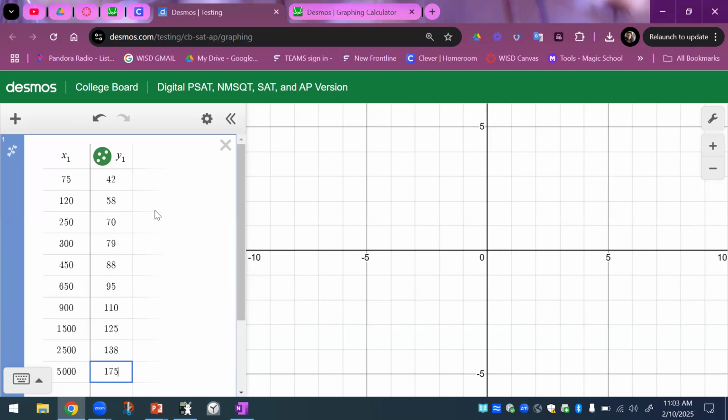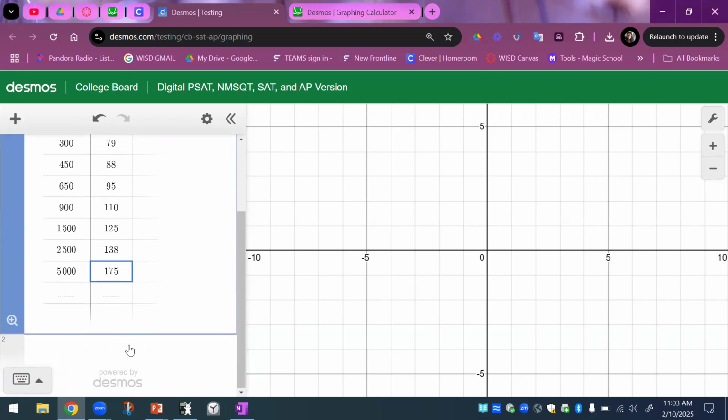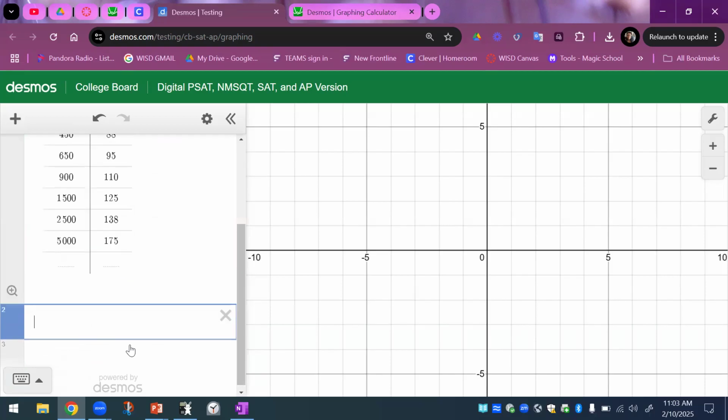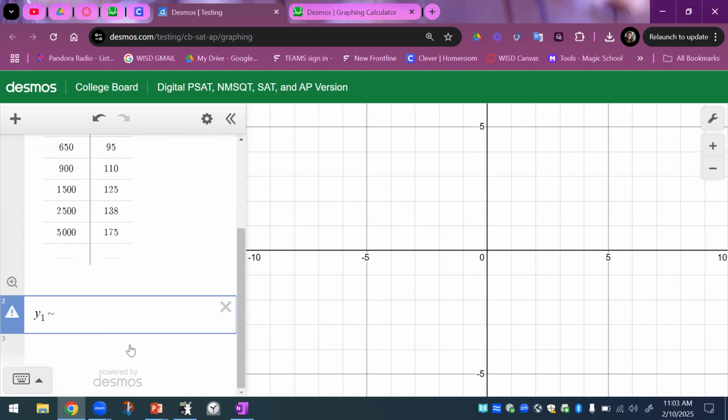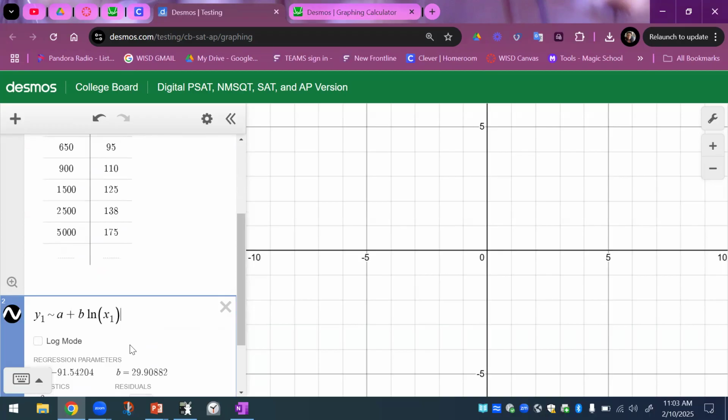Yes, you need to use your fraction feature. All right, so now that we've done this, everyone's put their stuff in. Okay, we're now going to find the regression model. To find any regression in Desmos, it's going to be y1 tilde a plus b natural log of x1. And we have to make sure we check the log mode box.